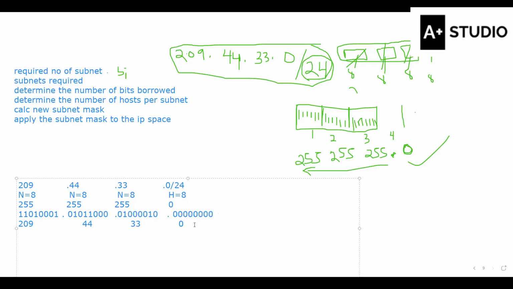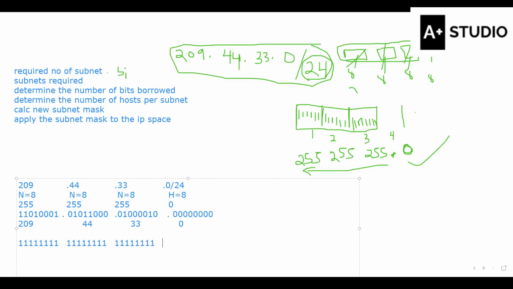And now let's take the binary for the subnet mask. That becomes 1, 2, 3, 4, 1, 2, 3, 4. Then we move on to this one. 1, 2, 3, 4, 1, 2, 3, 4. That is 255. So there's 1, 2, 3, 4, 1, 2, 3, 4.